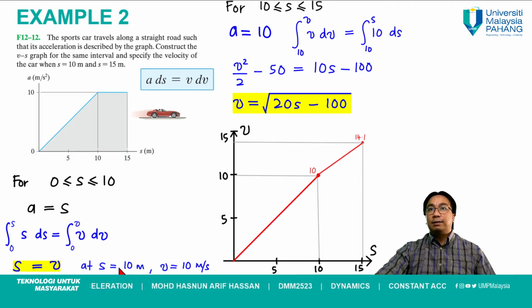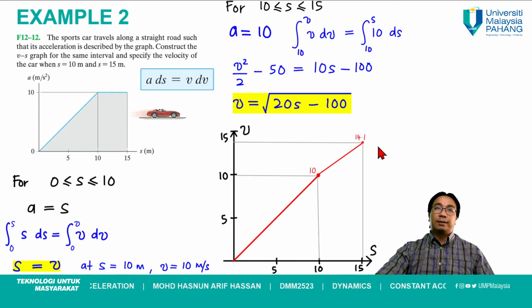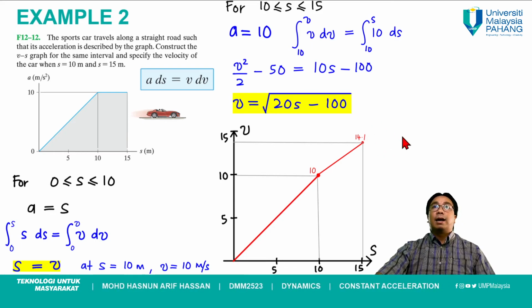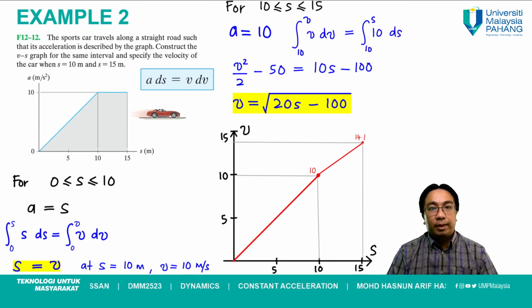So at S equals to 10, kita ada V equals to 10 meter per second. And then soalan lagi satu dia tanya, at S equals to 15, we know V is equal to 14.1 meter per second. Okay? Ada apa-apa soalan tak? Ada apa-apa soalan?